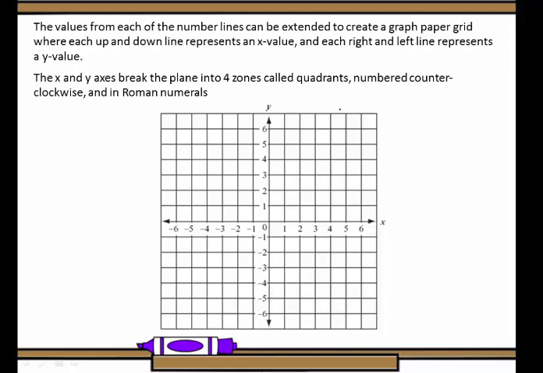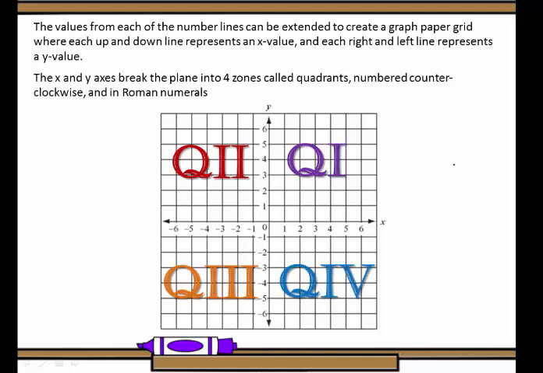These lines going up and down are x values, and the lines horizontally are the y values. We have quadrant 1, Q1, Q2, Q3, and Q4. Quadrant 1 has positive x and y values. All of the x's are positive and all of the y's are positive.